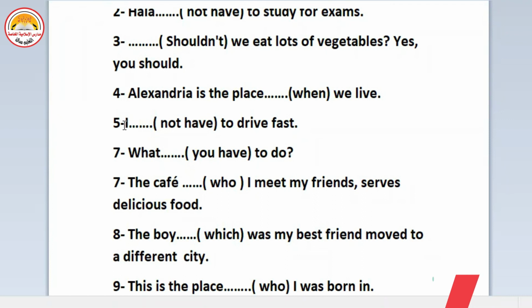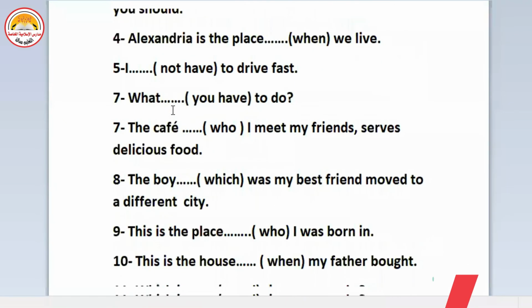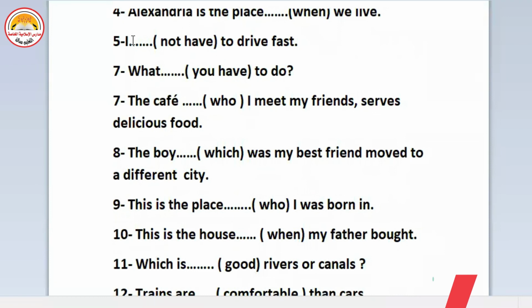Okay, number 5 here, Muhammad Ahmed. I space to drive fast. Here, complete with the correct form of not have. I haven't. No, it's wrong, Muhammad. I don't have to. So here, I don't have to drive fast. Thank you, Muhammad.